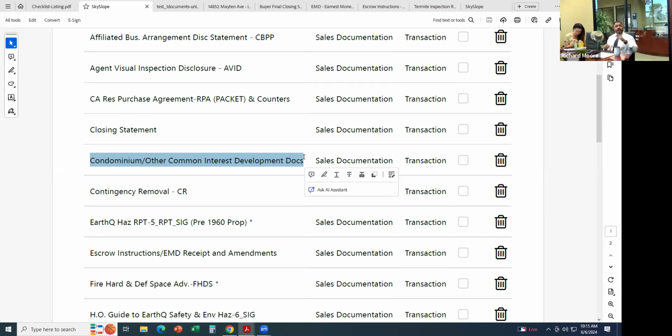So you can upload a copy of the HOA docs to this, or escrow will provide to you an acknowledgement of receipt of the HOA docs that the buyer's gonna sign. So the buyer signs saying, I did receive a copy of these HOA docs. And you can just upload that, and that'll suffice. We just wanna make sure that the buyer says that they did receive them. If there's no HOA, then you don't upload anything.